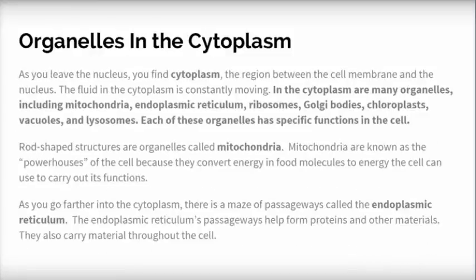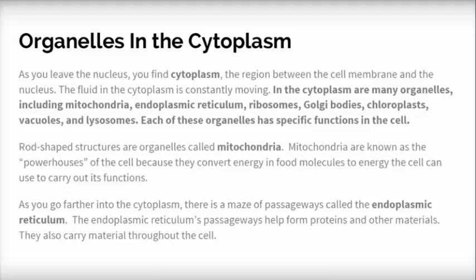Organelles in the cytoplasm. As you leave the nucleus, you find the cytoplasm, the region between the cell membrane and the nucleus. The fluid in the cytoplasm is constantly moving. In the cytoplasm are many organelles, including mitochondria, endoplasmic reticulum, ribosomes, Golgi bodies, chloroplasts, vacuoles, and lysosomes. Each of these organelles has specific functions in the cell.